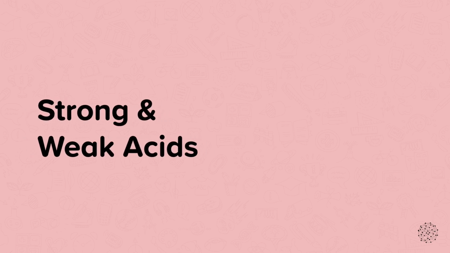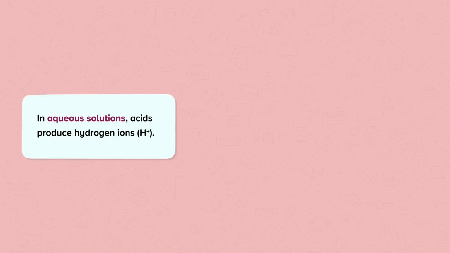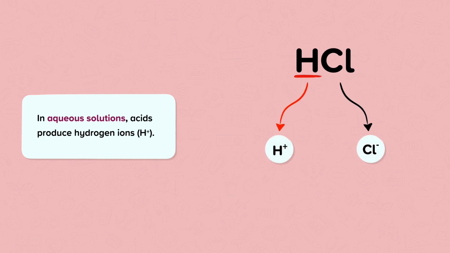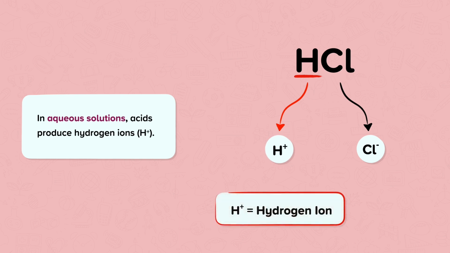In this nugget, we will be looking at strong and weak acids. In aqueous solutions, acids produce hydrogen ions. For example, hydrochloric acid has the formula HCl. The H represents the hydrogen, which becomes a hydrogen ion in aqueous solutions. Hydrochloric acid is a strong acid, so the molecule completely dissociates in water, forming hydrogen and chloride ions.